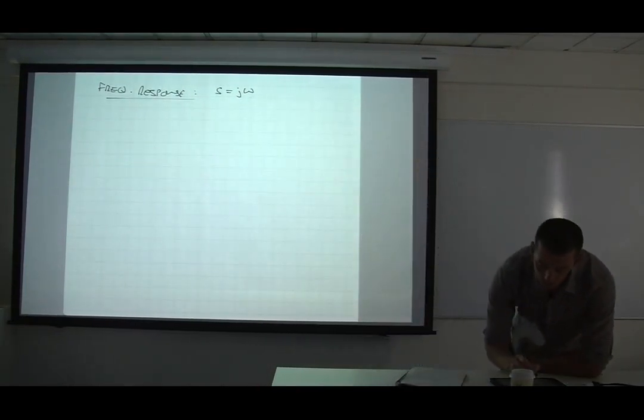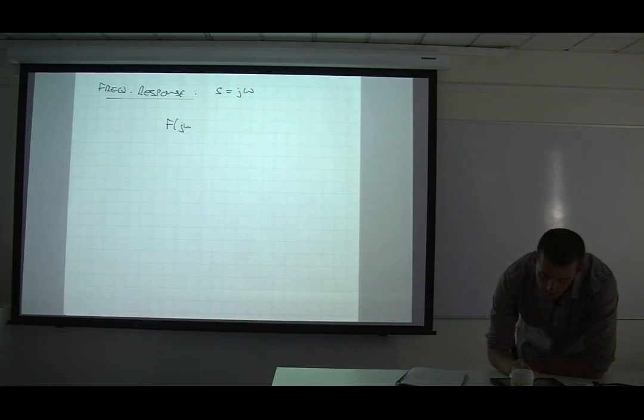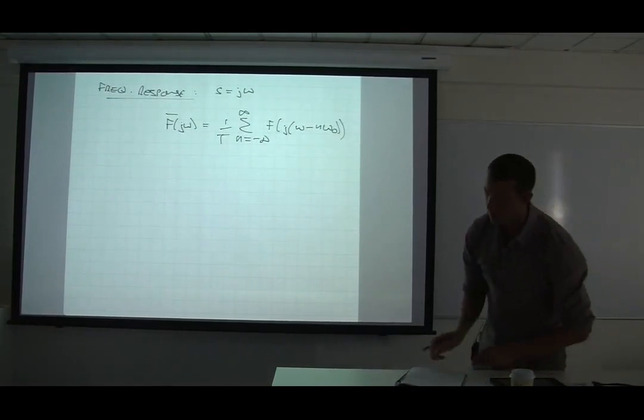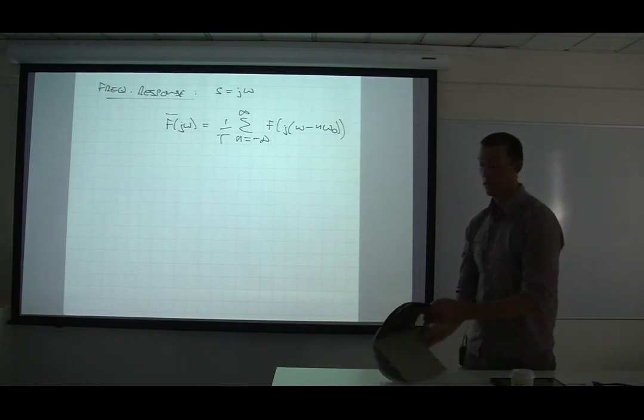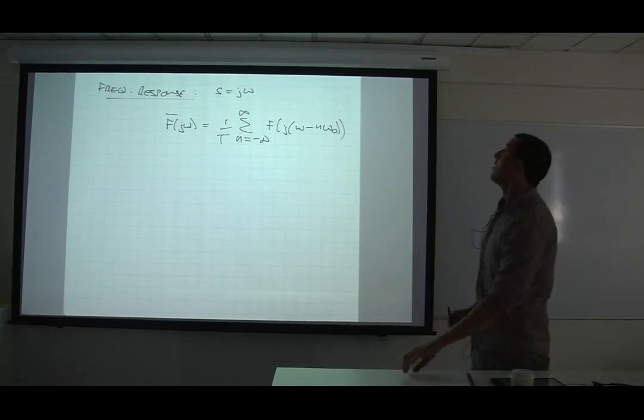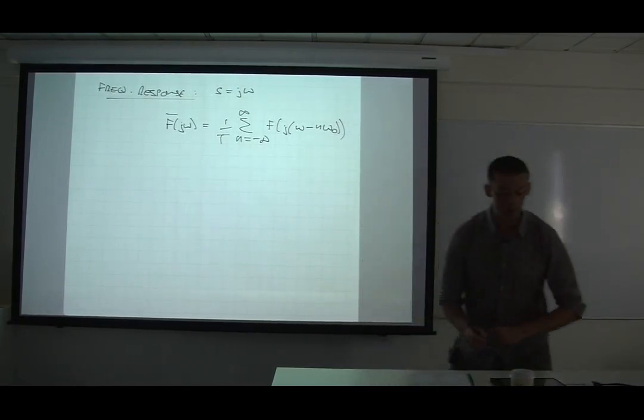So what we get now from our Laplace transform is F bar of j omega equal to 1 over T. I'm just going to plug it in to what we had. It's an infinite sum. Take the j outside, so we have omega minus n times omega naught. What does that mean? What you see is this is what we call replication.